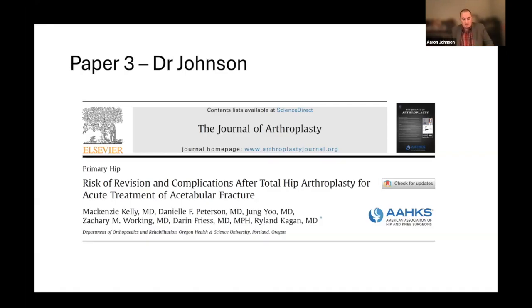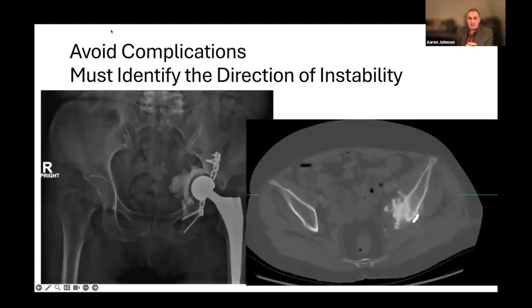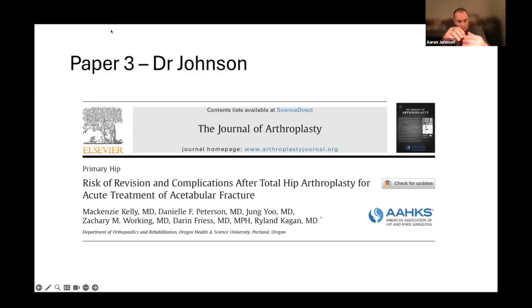So they used PearlDiver over a 5-year period, and they searched for patients that had a diagnosis of an acetabular fracture but were treated with total hip. And they defined it as acute, delayed, or late. The acute total hips were performed within 3 weeks of injury. The delayed total hips were between 3 weeks and 3 months. And then the late total hips were done 3 months after that.